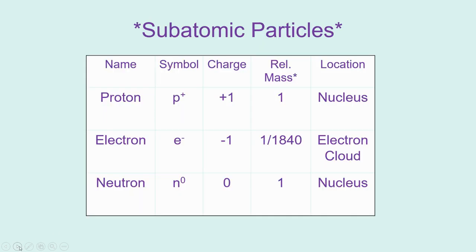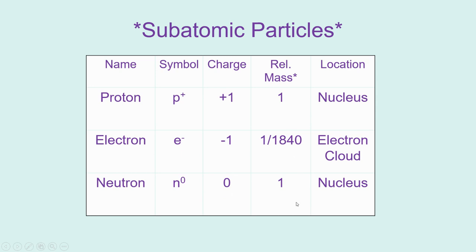There are three main subatomic particles that make up the atom. We have protons, electrons, and neutrons. So if we look at our symbols here, protons are symbolized as P+. The reason we use the plus is because protons have a positive 1 charge. The electrons are E- because they have a negative 1 charge. And neutron is N0 because neutrons are neutral, meaning they have no charge.